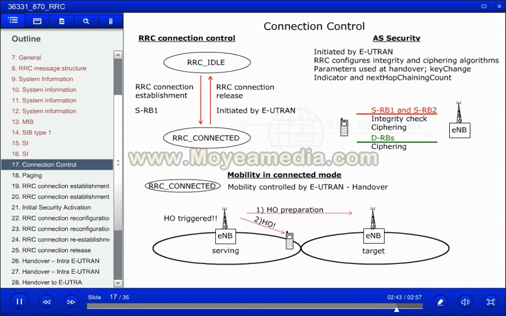The UE will attach to the target eNode B. Once the handover is successfully completed, the new eNode B will be the serving eNode B.